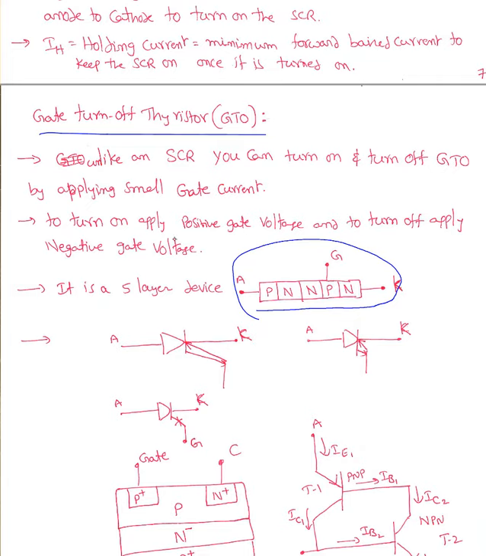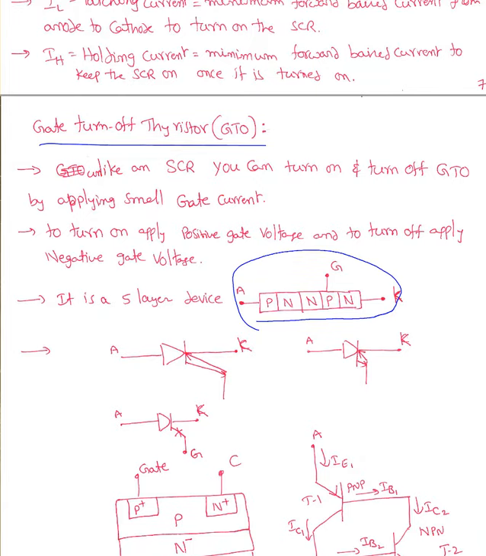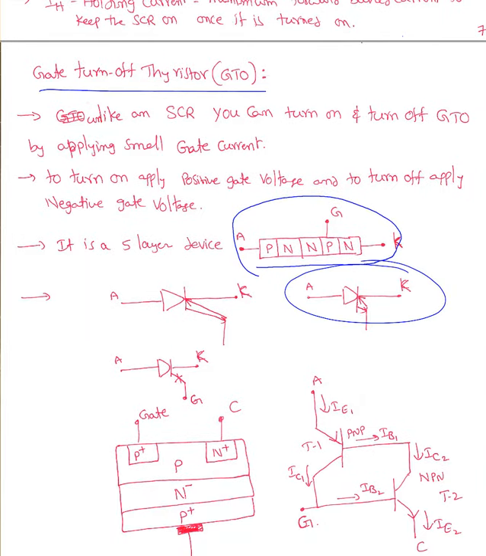To turn on, apply positive gate voltage, and to turn off, apply negative gate voltage. As long as we apply negative gate voltage, it will be turned off. As long as we apply positive gate voltage, it will turn on. At the same time, we have to maintain anode voltage higher than the cathode voltage. Here is the symbol. Some books follow this: basically a diode symbol, and you saw this is the SCR symbol. Now this one is going to have one more arrow going upward. That's the symbol for GTO.